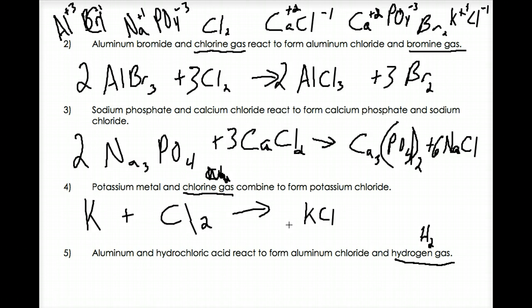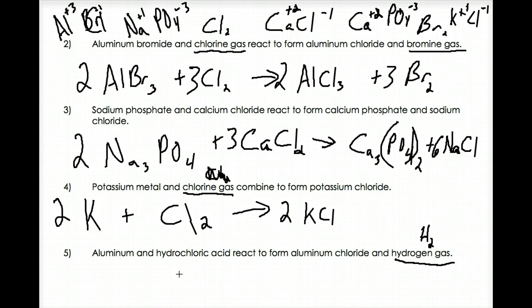To balance this, for the Cl's I need a 2 here, which means I have to fix my K's with a 2 there. And I'm balanced. Again, the balancing is usually fairly simplistic. Writing the formulas, which we've been responsible for doing now for months, is where some of us are having difficulty.